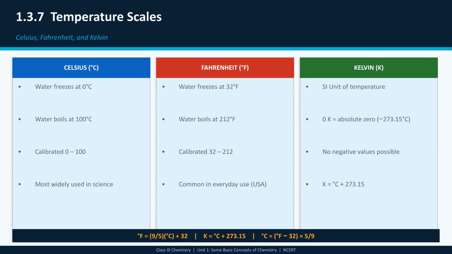Temperature is measured on three main scales: Celsius, Fahrenheit, and Kelvin. Celsius is used widely in science. Kelvin is the SI unit and starts at absolute zero. The video shows the conversion formulas between these scales.